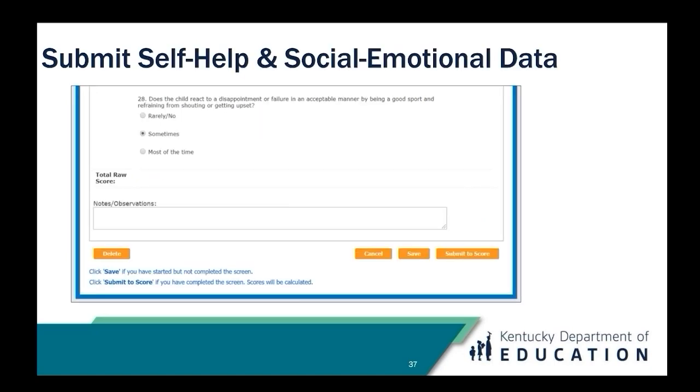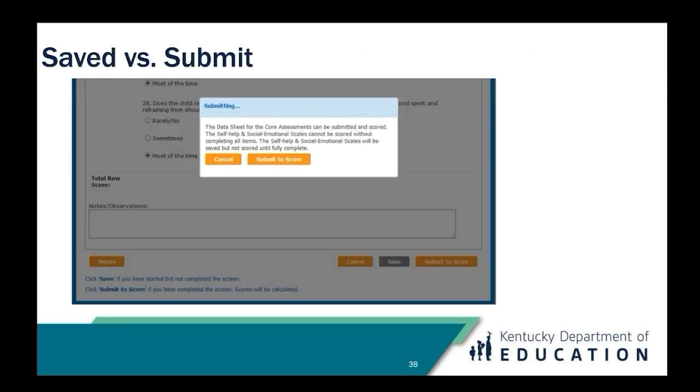The same applies for the self-help and social emotional scales. After entering that data, you will hit Save. Once all data is entered, Submit must be clicked on Core Assessment tab and the Self-Help Social Emotional tab. Many times, those entering the screening data fail to finish entering all data, or they enter everything and forget to hit the Submit to Score button.